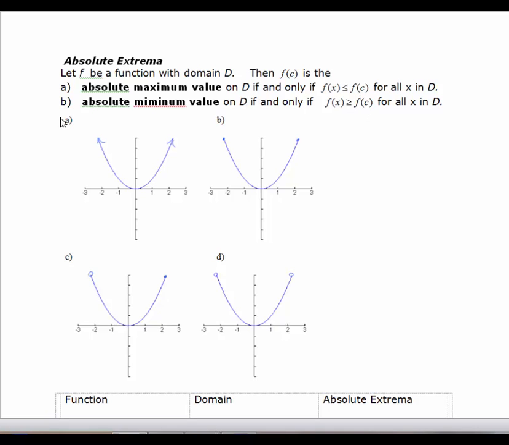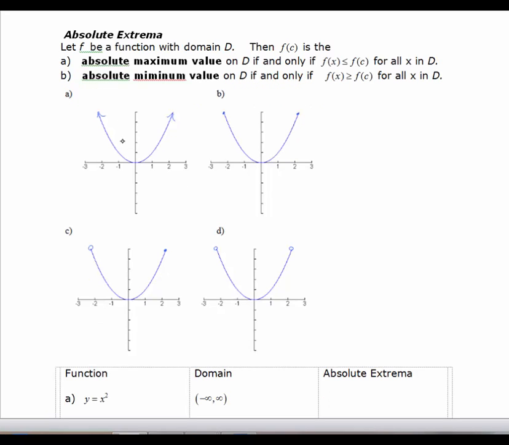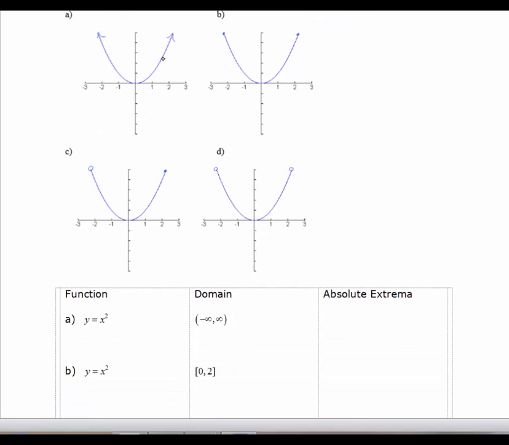So let's look at A, and let's decide on each one of these. Right, so let's look at the first example. We've got y equals x squared. We've got the graph right here for A. We have the function, and the domain is all real numbers. What we want to find out for each of these scenarios is if the function has an absolute max, an absolute min, both of those, or neither.